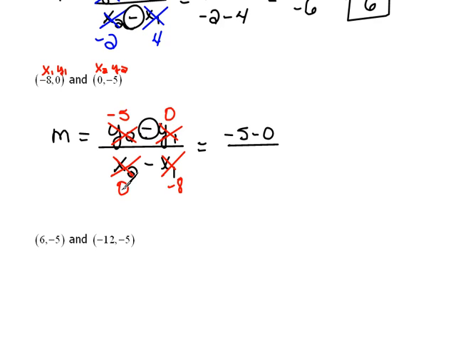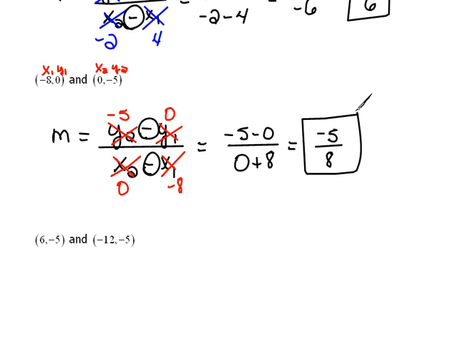Over. Here we have 0 minus a -8. Well, minus a -8 would be +8. And then let's simplify. So -5 minus 0 is -5. 0 plus 8 would be 8. Now this will not simplify down any, so our answer is -5/8. That would be the slope between those 2 points.